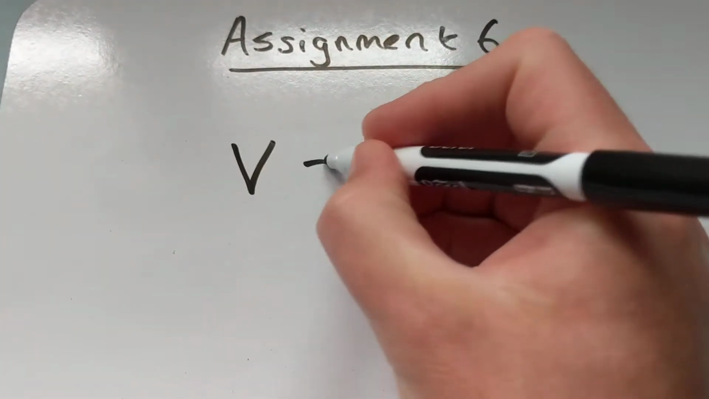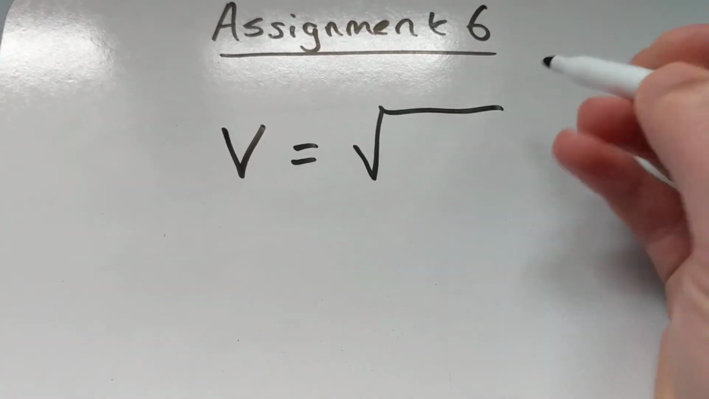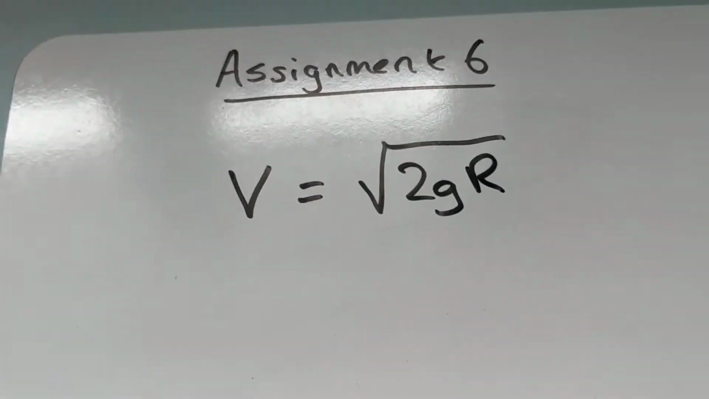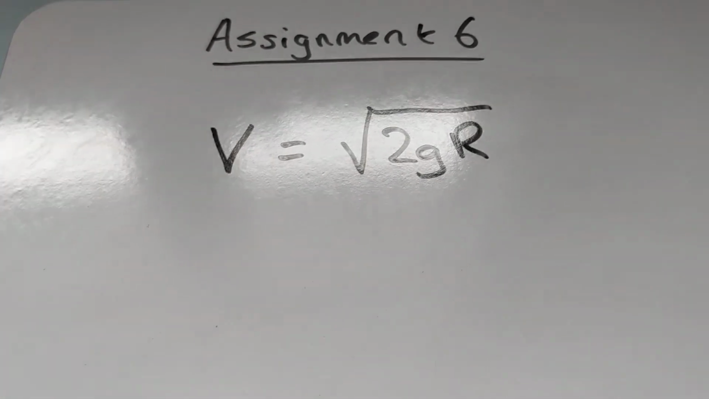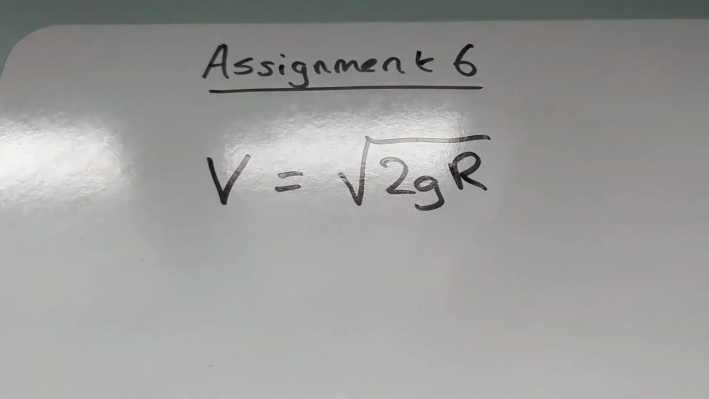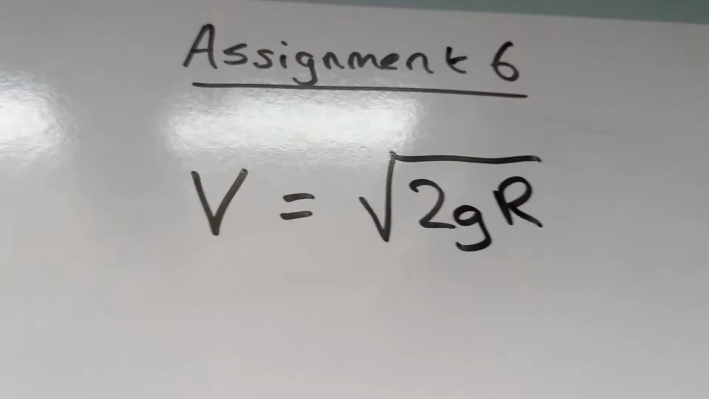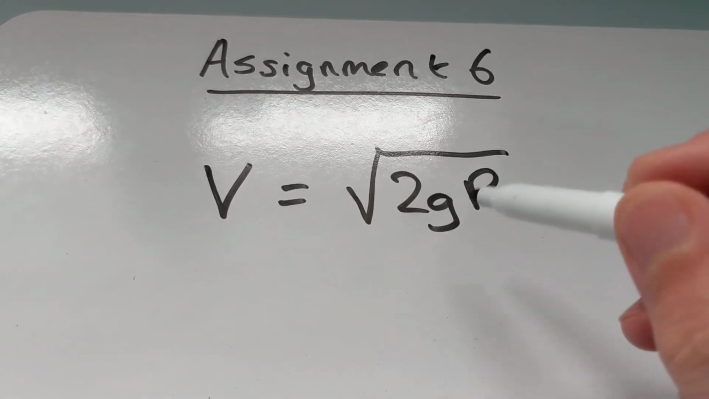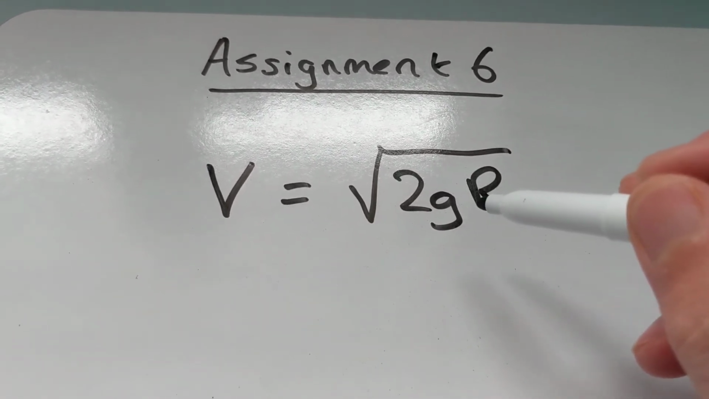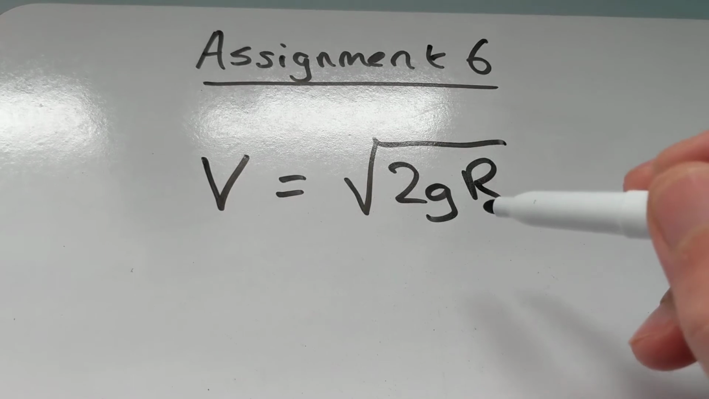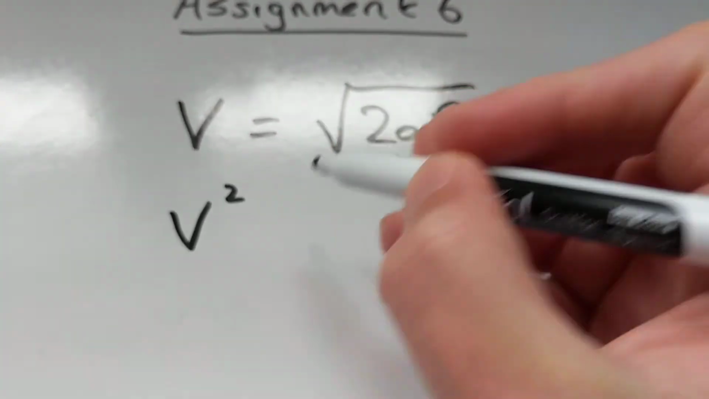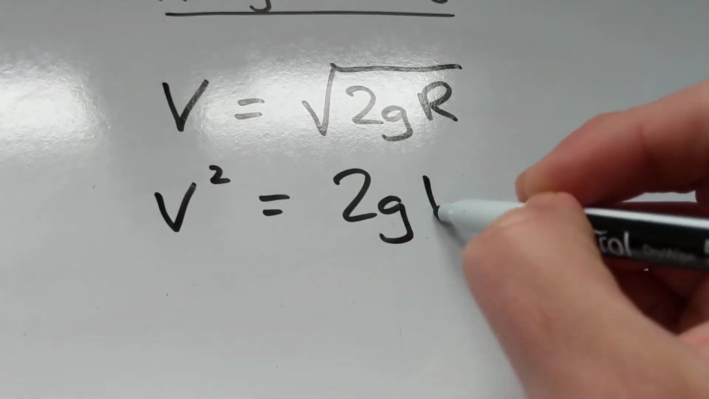Okay, question 4. Question 4 is to take the formula v equals the square root of 2gr. And in this question, you want to get g to be the subject. So the first thing is you've got this big root sign over everything over here. So you really want to get rid of that, so you can get the g to be a normal power. So to get rid of the square root sign, you need to square both sides. So v squared equals 2gr.